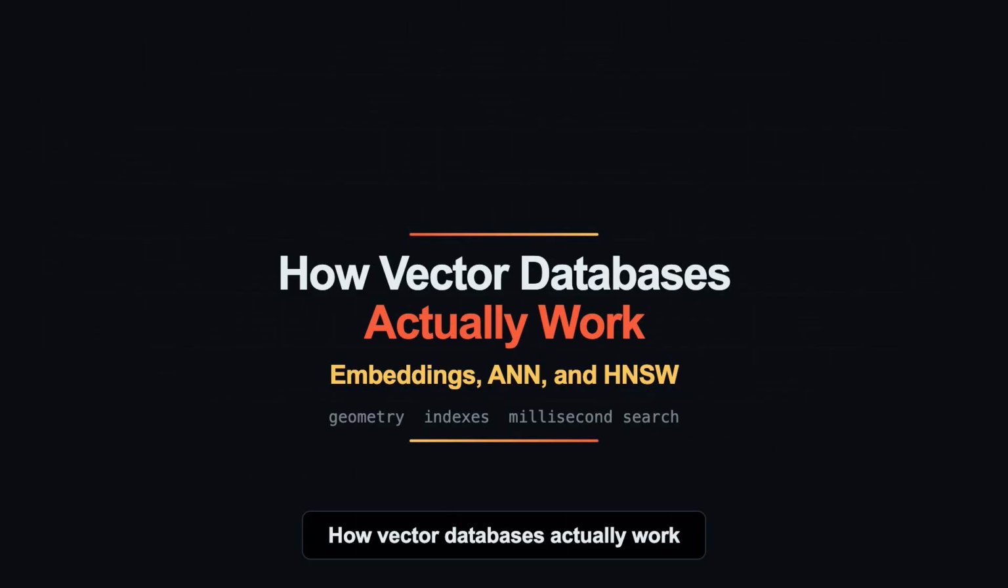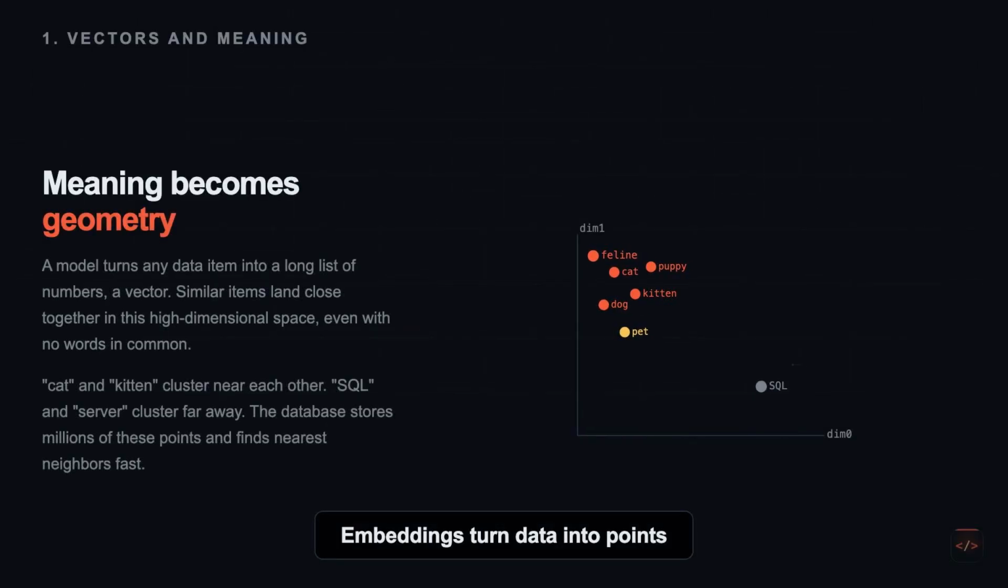So over the next few minutes, we open that engine up: how meaning becomes geometry, why brute force breaks down, and the clever index structures such as HNSW and inverted files that make billion-scale search feel instant. It all starts with what we call embeddings. So what are embeddings actually?